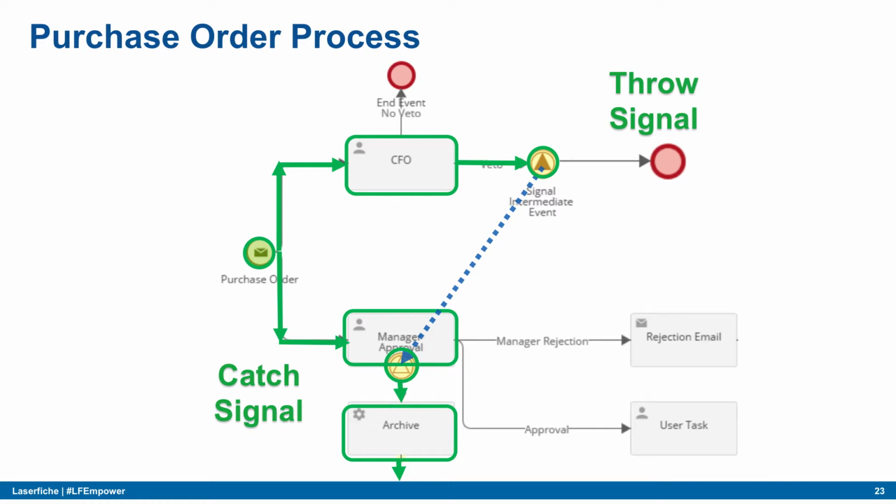And the CFO might get to it first because he has a lower workload, and he goes, oh, wait, this really shouldn't be approved. So he's going to veto that approval. The moment that veto goes through, it's going to engage that signal event, and it's going to throw a signal to any signal events listening for that signal. And when that catch signal hears that specific signal, it's going to immediately interrupt the manager's ability to approve the purchase order and move it to a different branch.